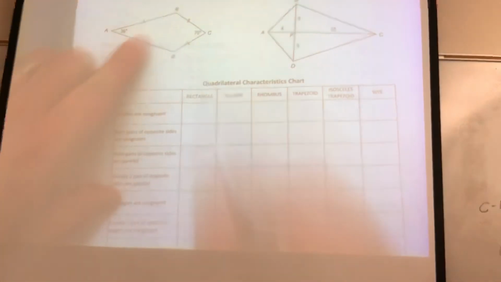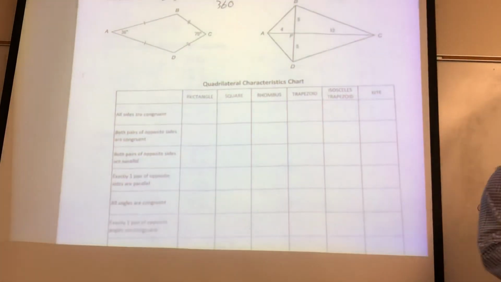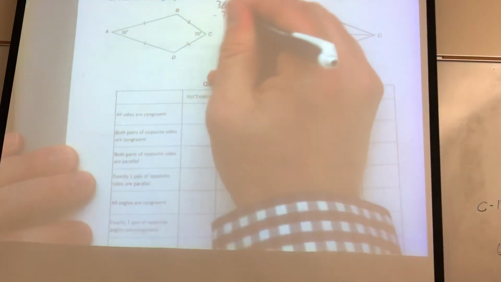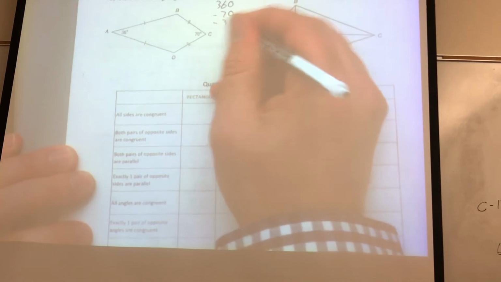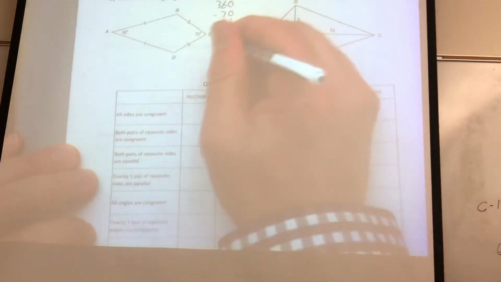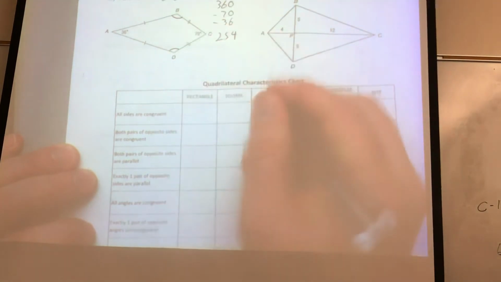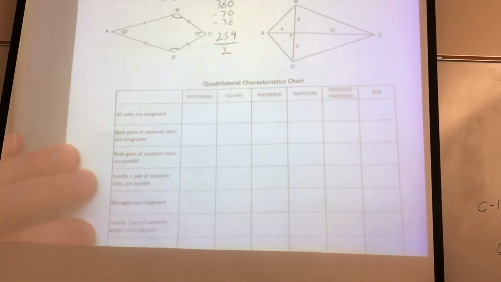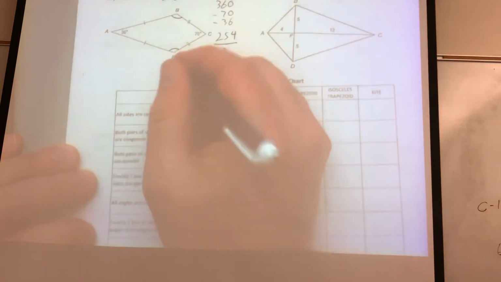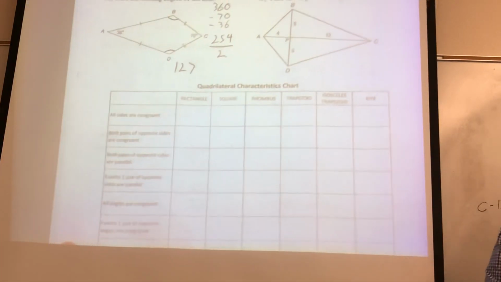The missing angles of the kite, we take 360. It's a four-sided figure again. We subtract the 70. We subtract the 36. 360 minus 70 minus 36 is going to give us 254. These angles of the kite are going to be congruent. So we just divide that by 2. That's going to give us 127 for each one of these angles.